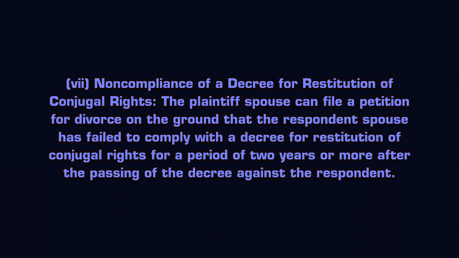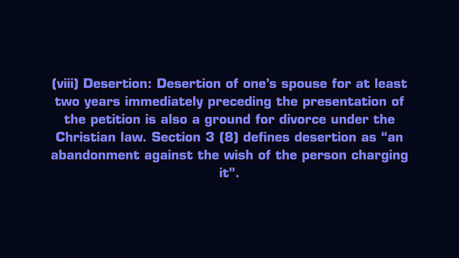Next ground is non-compliance of a decree for restitution of conjugal rights. The plaintiff spouse can file a petition for divorce on the ground that the respondent spouse has failed to comply with the decree for restitution of conjugal rights for a period of 2 years or more after the passing of the decree against the respondent. Next ground is desertion.